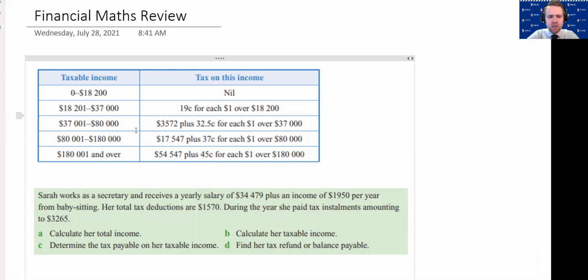Now, for the next bracket, this $17,547 value contains all of the tax of the previous brackets added together. So you already know exactly what tax you would pay if you earned exactly $80,000. Everything you earn above $80,000, your tax would be 37 cents for each dollar above that. And same on for the rest of it.